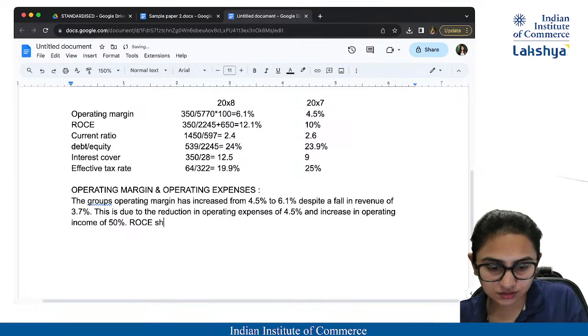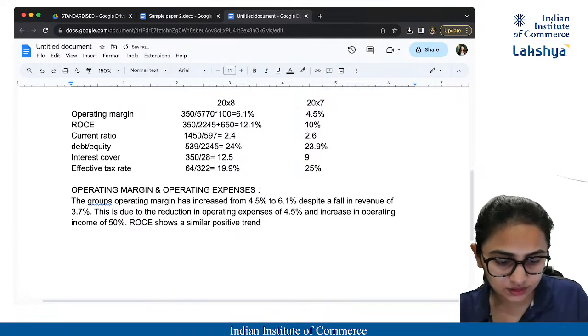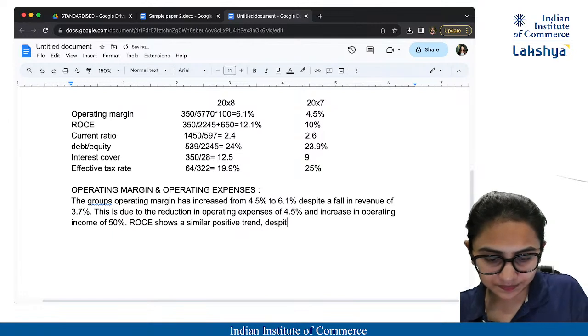ROCE shows a similar positive trend despite the fall in revenue.